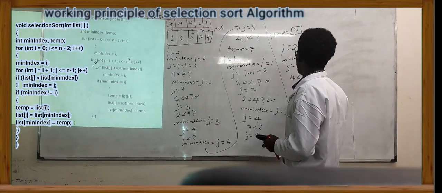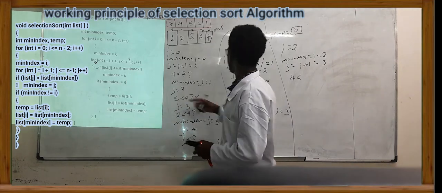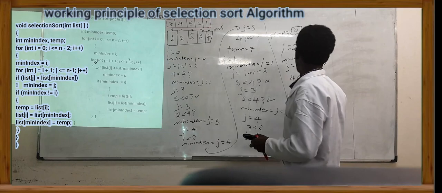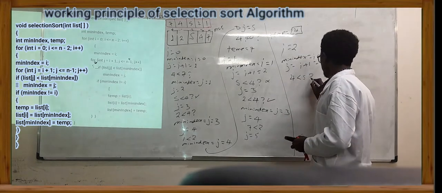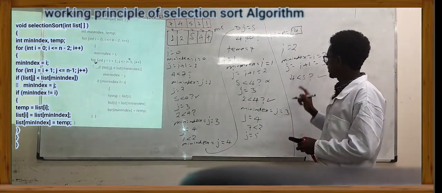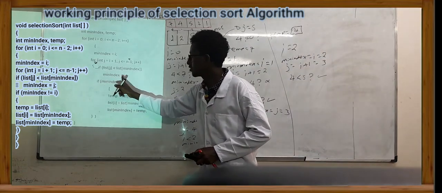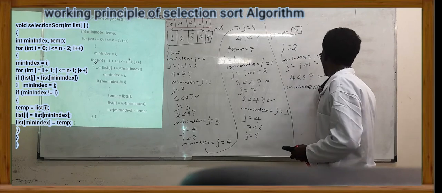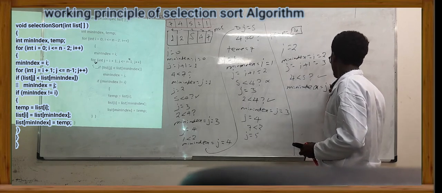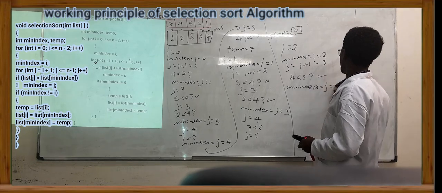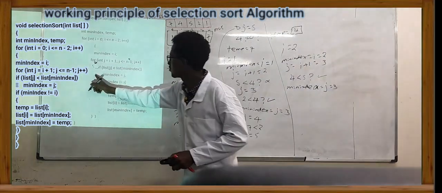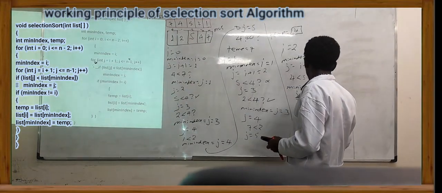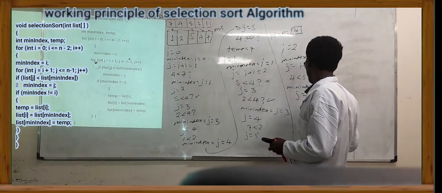4 less than list of min index. Min index is what? 2. List of 2 is what? 5. 4 less than 5. Is this statement true? Yes. Therefore, what we have to do? Change the min index value to J. Min index is changed from I to J, which is 3. And back to again increment the value of J. J became 4. From 3 to 4 when we increment by 1.